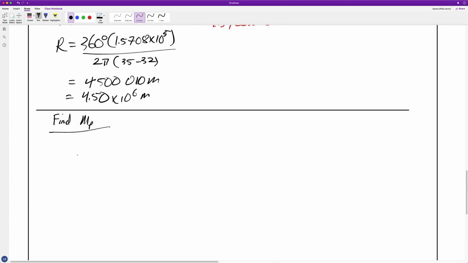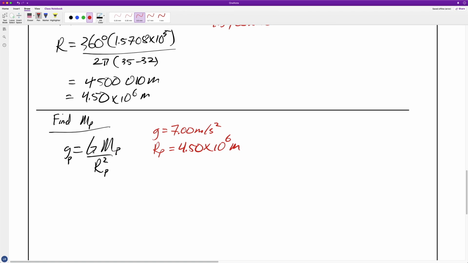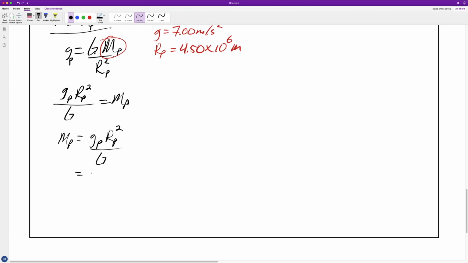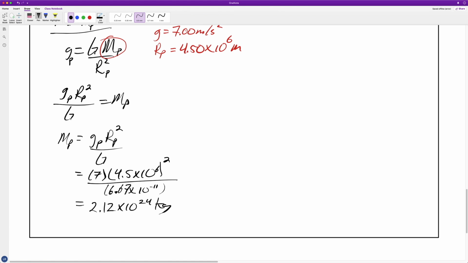To find the mass of the planet, we know that little g is equal to big G, big M over r squared. So that's the little g of the planet, mass of the planet, and the radius of the planet. Just as a reminder, earlier we found the little g of the planet to be 7.00 meters per second squared. We found the radius of our planet to be 4.50 times 10 to the 6 meters. So now all we have to do is isolate for that. Multiplying both sides by r_p squared, and then dividing by big G, turning the equation around, and now substituting in, we get a grand total of 2.12 times 10 to the 24 kilograms. And that, ladies and gentlemen, is how you can determine the radius and the mass of a planet by walking and dropping a rock.